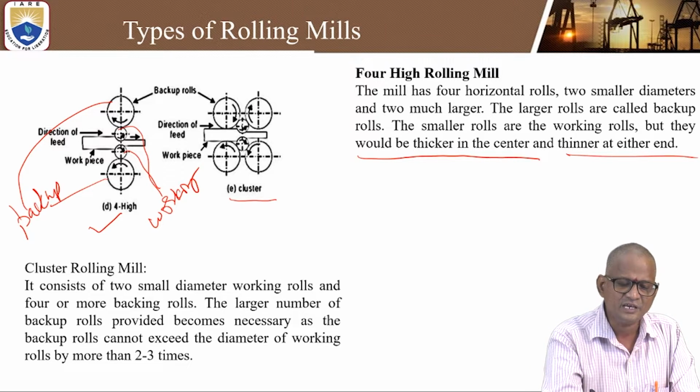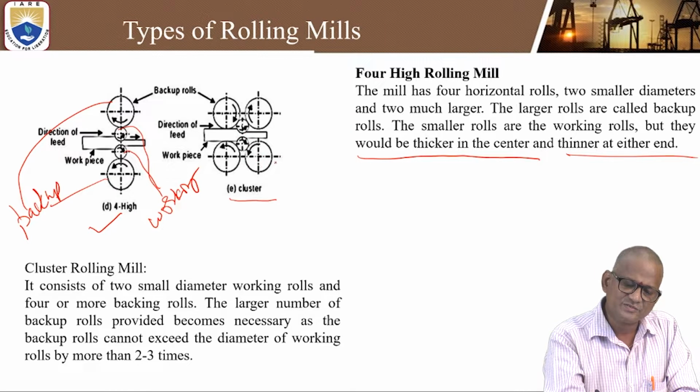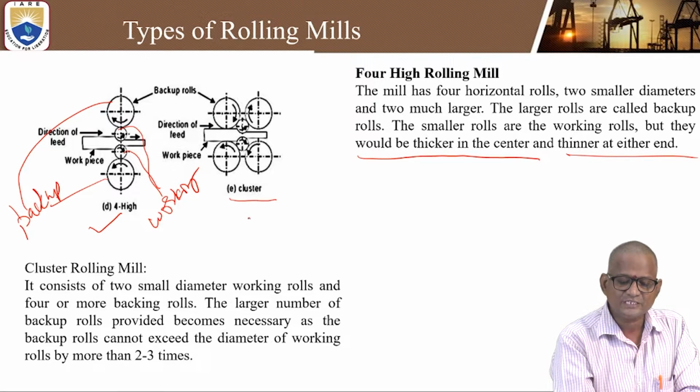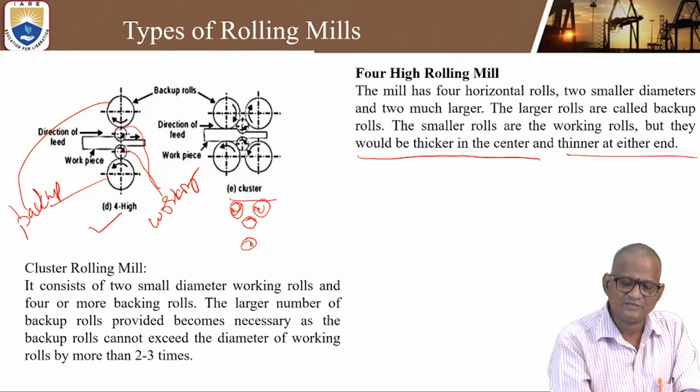Here you can see inside one roller. If the first roller is clockwise, the remaining backup rollers will be in the opposite direction. So that is the only difference. For example, if the small roller is in clockwise direction, obviously the other 2 rollers will be in the opposite direction. Here also you can see one roller in clockwise, and here it will be in the opposite direction.